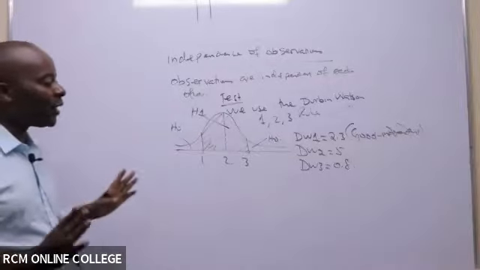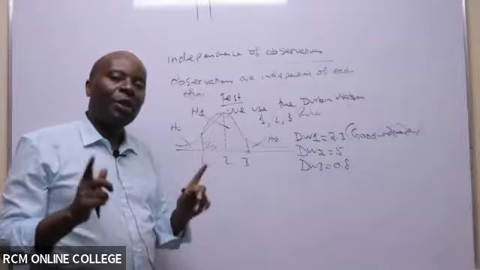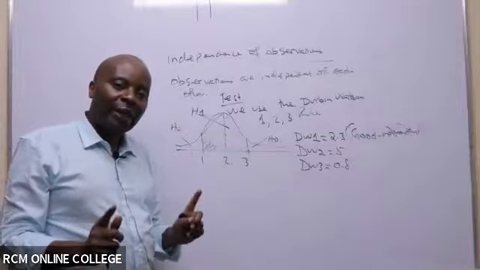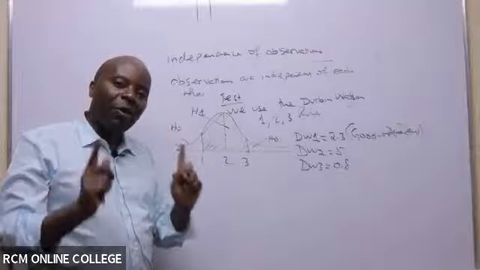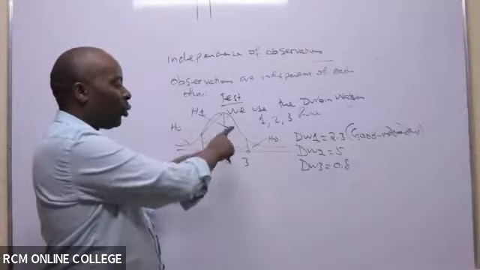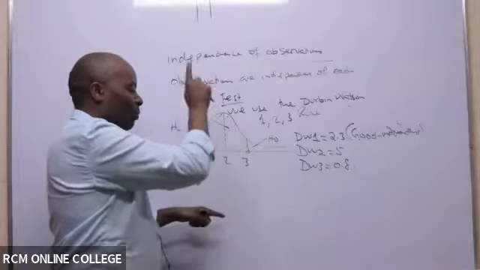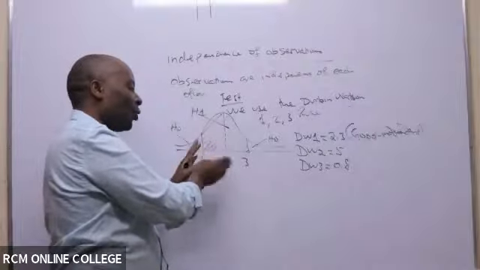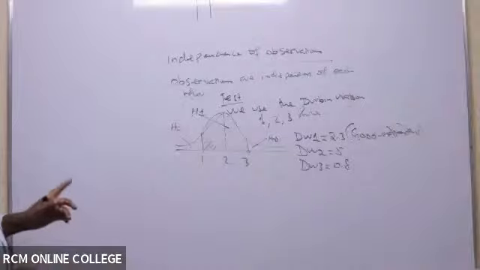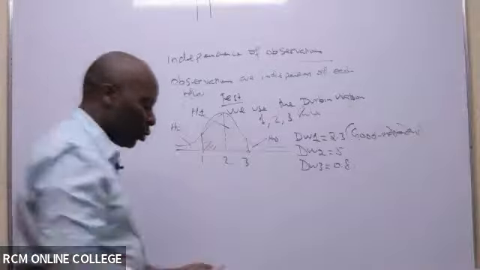For us to say that the observations are independent, we expect the Durbin-Watson statistic of our model to be between 1 and 3. 2 is the perfect value. If it falls at exactly 2, perfect. But anywhere between 1 and 3 is acceptable. So I would want you to put a note there.